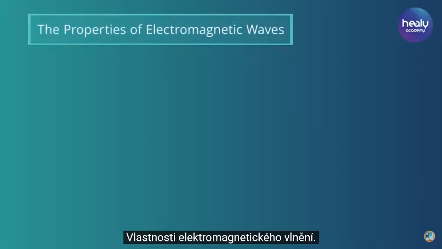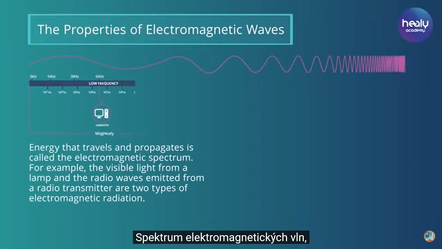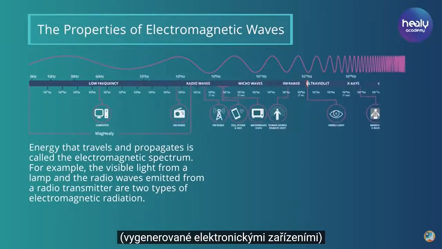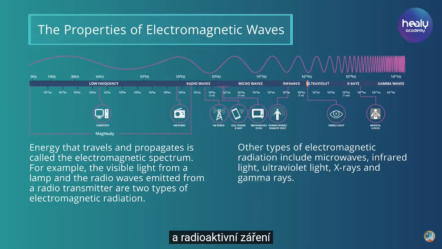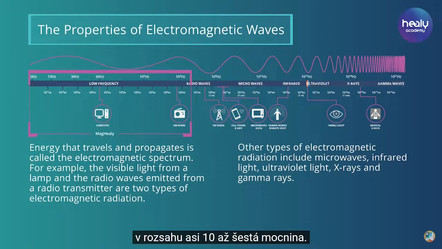The properties of electromagnetic waves. The spectrum of electromagnetic waves we most frequently encounter ranges from low-frequency waves, such as those generated by electronic devices, to radio and microwaves, as well as visible light and radioactive radiation, and therefore includes every form of energy propagating in space. Electromagnetic waves with a very high frequency, such as X-rays, can be dangerous. Maghealy emits relatively low frequencies in the range of about 10 to the power of 6.